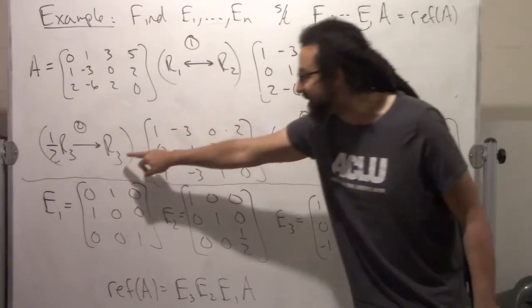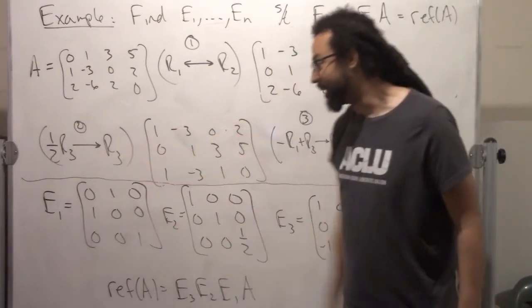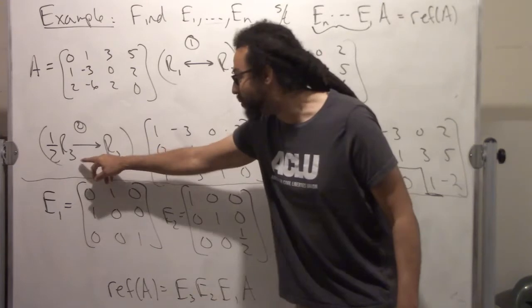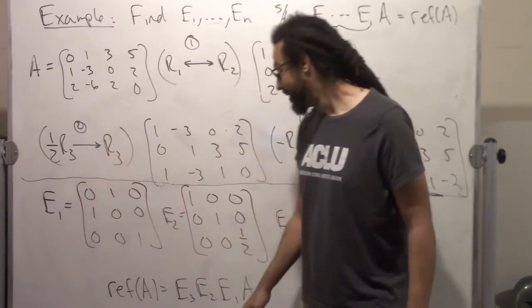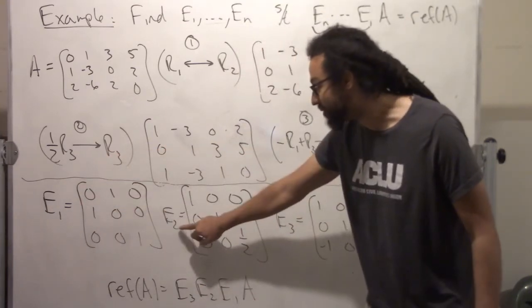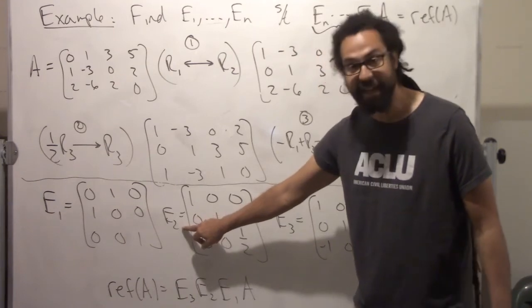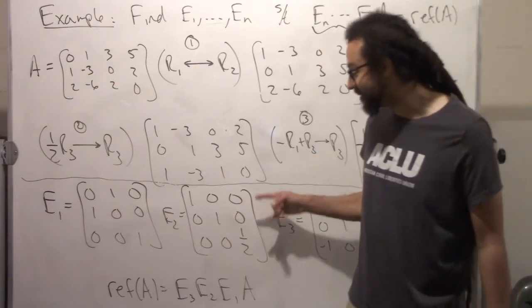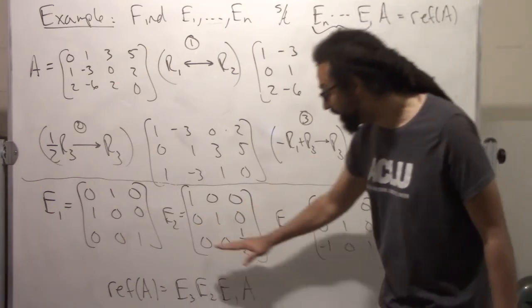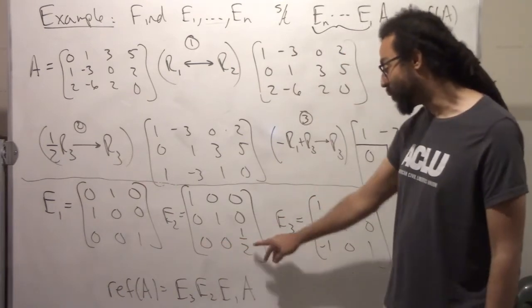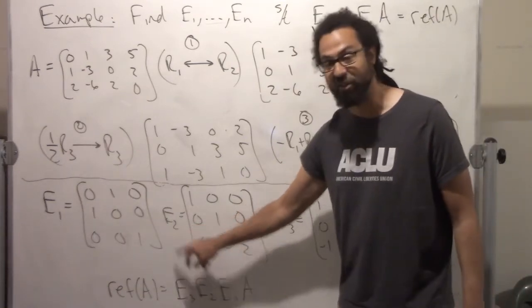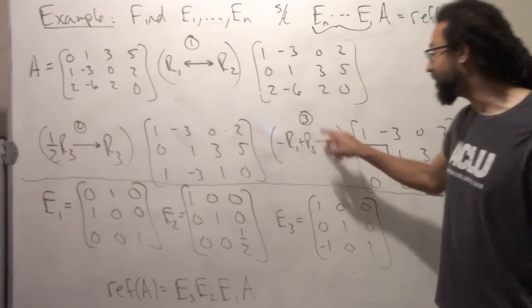What was the second elementary operation? Well, I multiplied row 3 by 1/2. So that's what we're going to have for our second elementary matrix. We're going to take the 3 by 3 identity matrix, multiply the third row by 1/2. So here is E2.